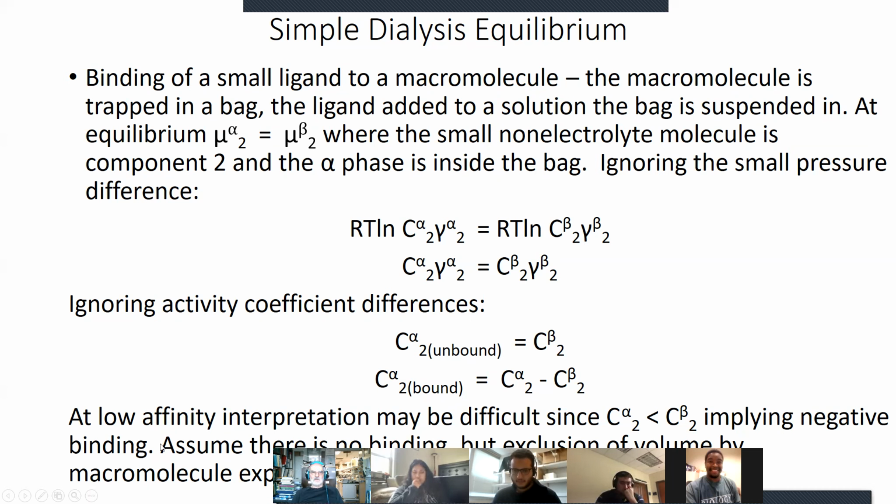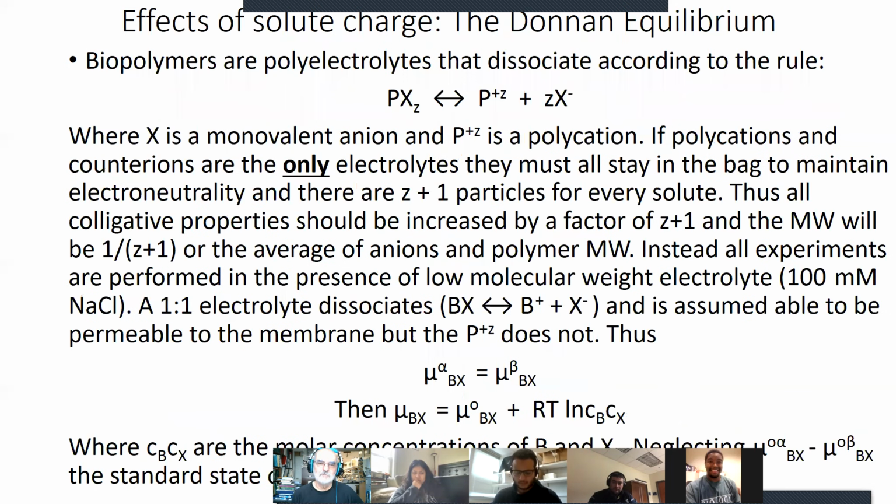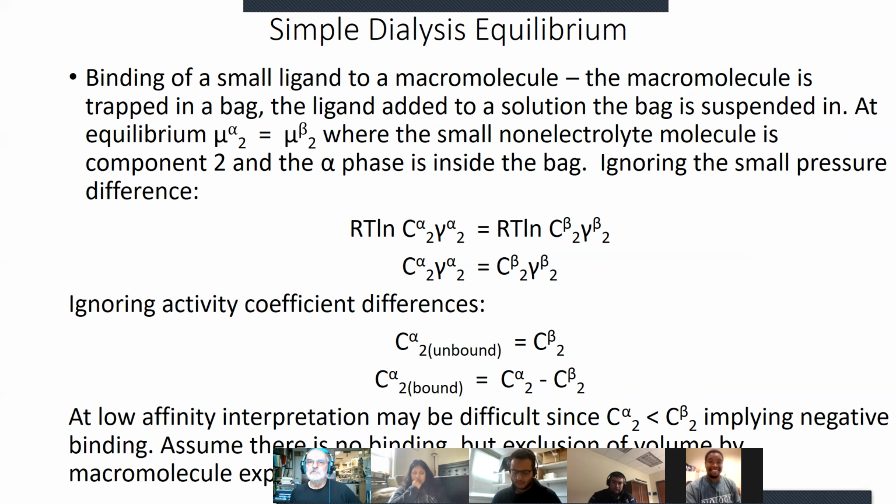This can happen simply because the macromolecule excludes volume. It doesn't actually bind to the ligand, but the ligand sees less volume, and so there appears to be less of it. A lot of this depends on how you make the measurements and how you do the actual concentration determination. So he's implying in this that simple calculations inside and outside the bag don't necessarily work with low affinity situations. That discussion was for a non-electrolyte molecule, in other words, a macromolecule that has no charge.